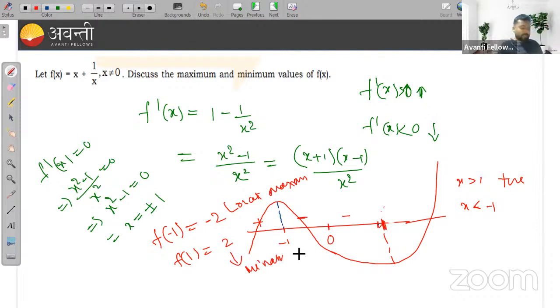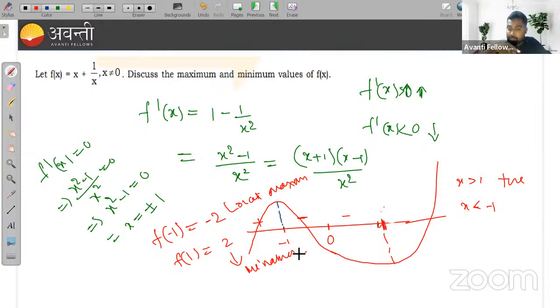ठीक है? I hope this is clear to all of you guys. है ना? By using the first derivative test also we can solve the question or we can find the local maximum or local minimum. I hope this is clear to all of you guys. First क्या करना है तुम्हें? First try to find out the first derivative of that function and then equate with 0.